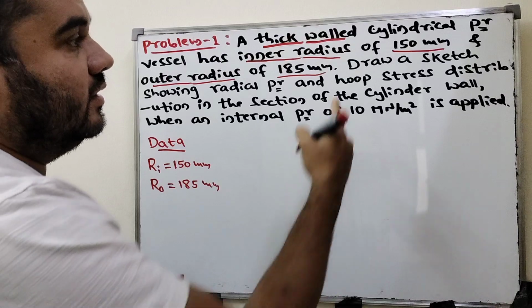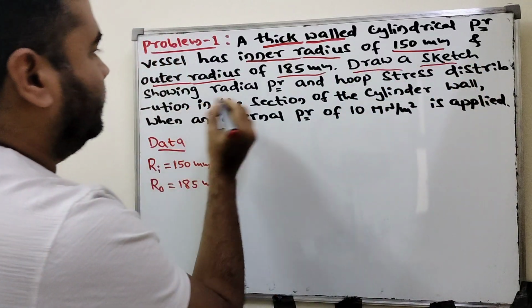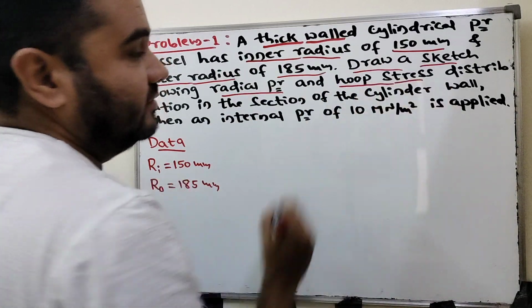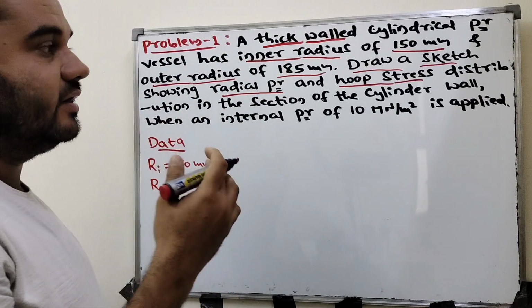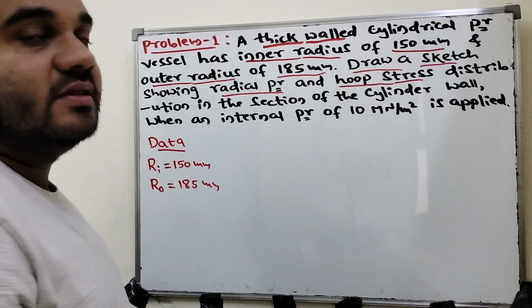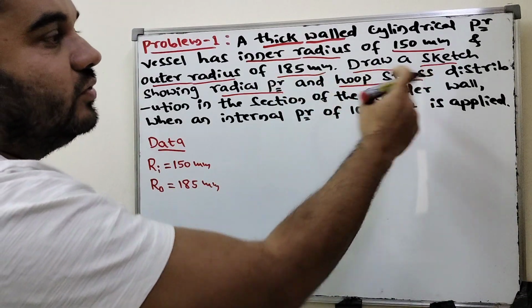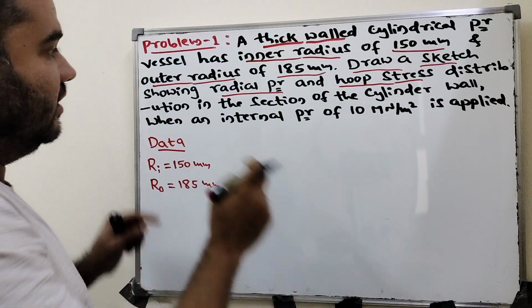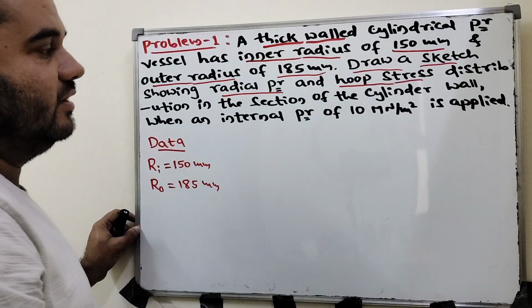You have to draw a sketch showing the radial pressure and hoop stress distribution. You have to calculate the radial pressures and the hoop stresses. Hoop stresses means the circumferential stress; both are the same. You have to calculate them and draw these stress distributions in the section of the cylindrical wall.